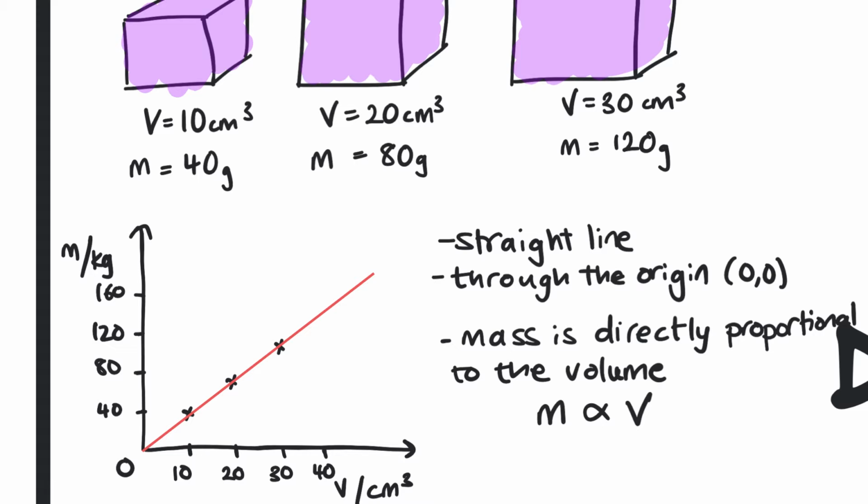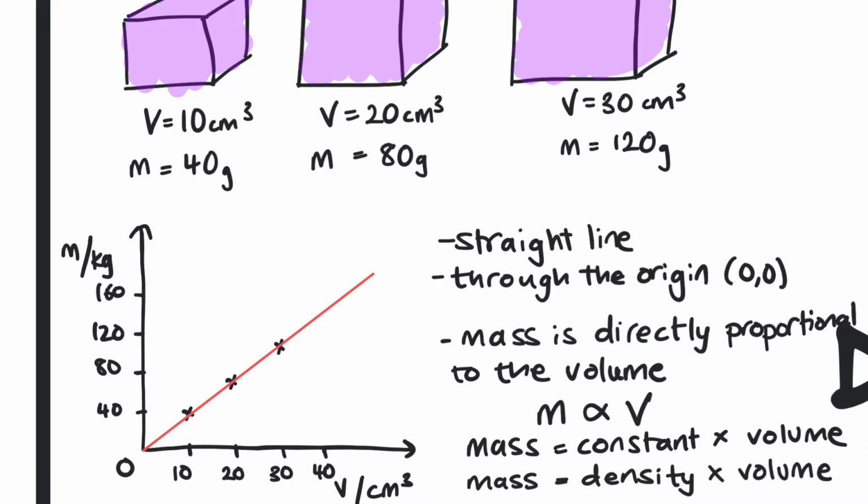Now at the minute, that isn't an equation, that's just an expression. So to change this into an equation, we need to replace the proportional sign with equals a constant. It turns out that in this case, this constant is the density. So the density is basically a way of saying how tightly packed together the particles are in a material. The more dense it is, the more tightly packed together the particles are.